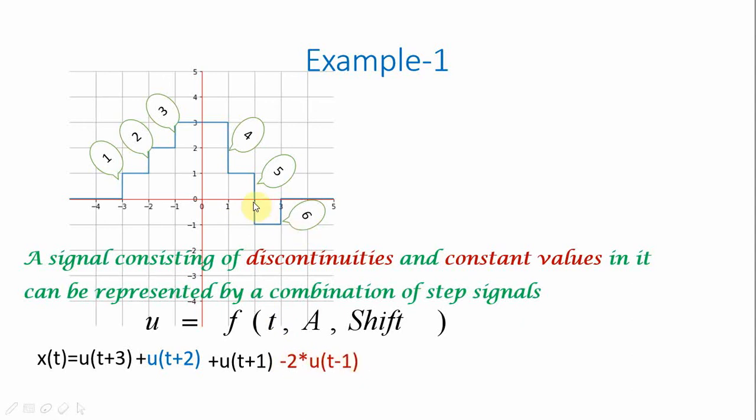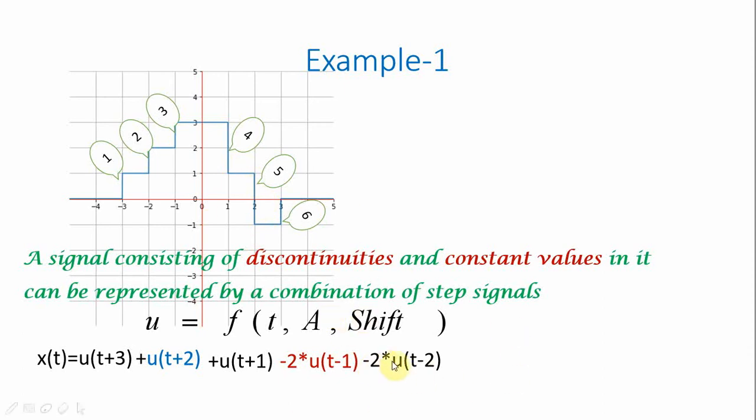At t is equal to 2, its magnitude further decreases from 1 to minus 1. So the change is minus 2. So we have to add one more step signal shifted to t is equal to 2, of magnitude minus 2.